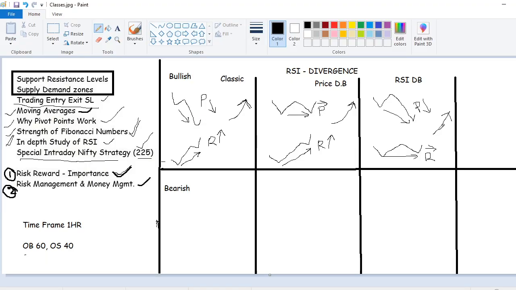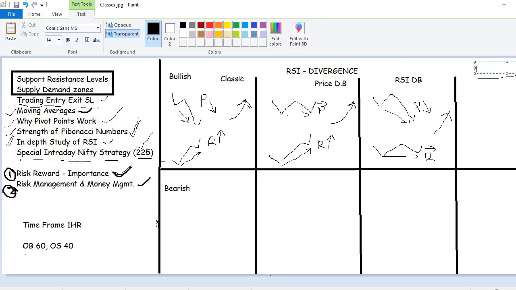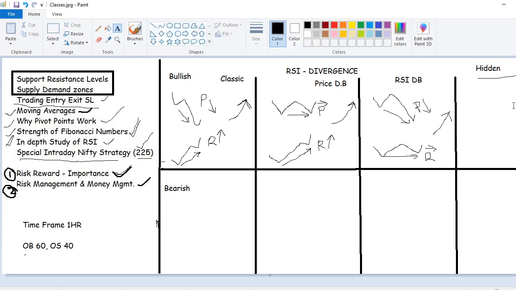All three parts. One, classic divergence. The other one is when price is making double bottom, RSI moving up. The other one is when RSI is making double bottom, price is falling down. Right? Now we talk about bearish, and in the last I'll explain to you about hidden divergence. This is hidden divergence. Okay, guys, it may take 10 more minutes, so please bear with me.